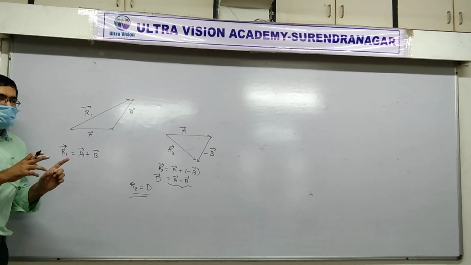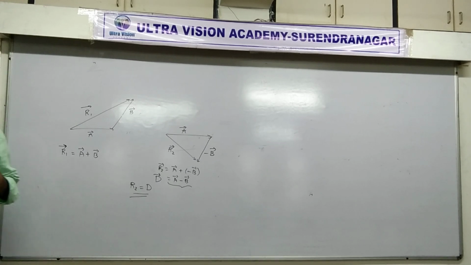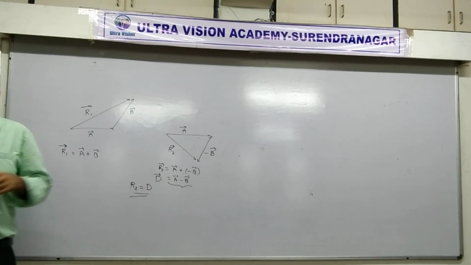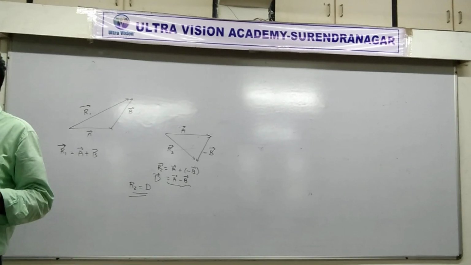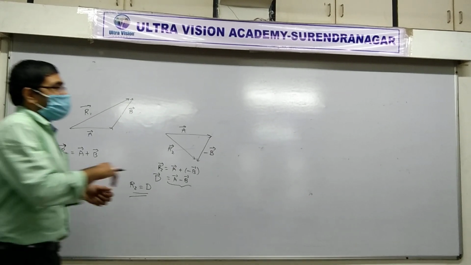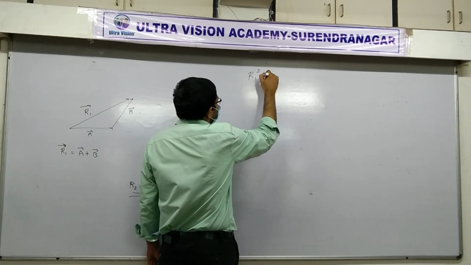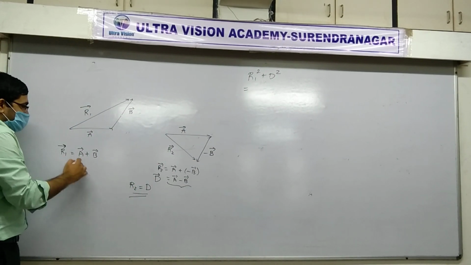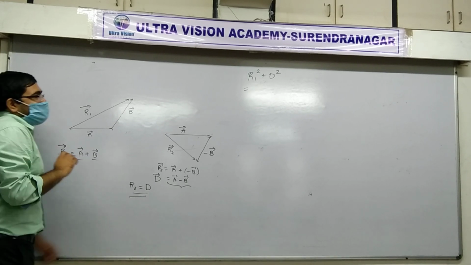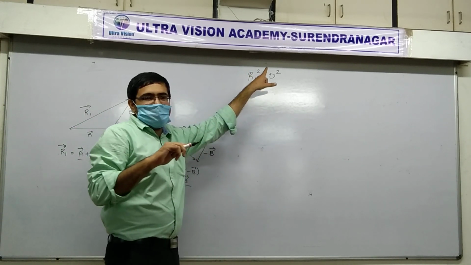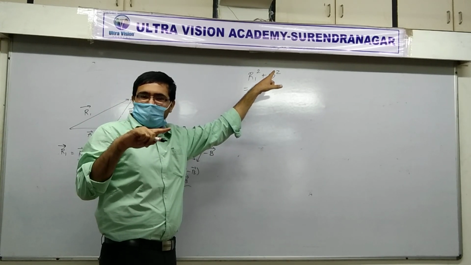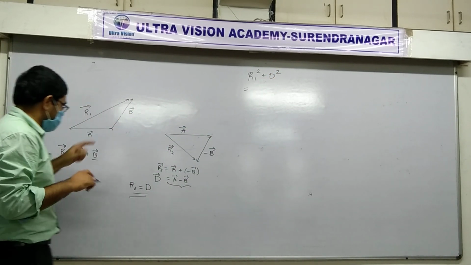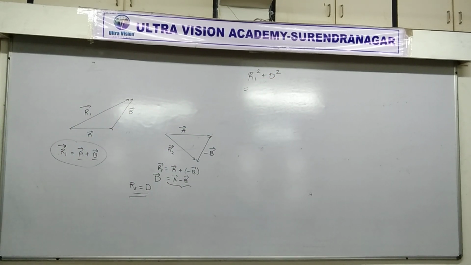What's the next thing to do now? Read the question again. We have to find the value of R1 square plus R2 square. But R2 is the same as D, isn't it? How do we find it? Here you are adding two vectors, A vector and B vector, and finding R1 vector. Is it the square of the vector R1? No, it is the square of the magnitude. Do you know how to find the magnitude of R1 if you have this kind of relation between them?